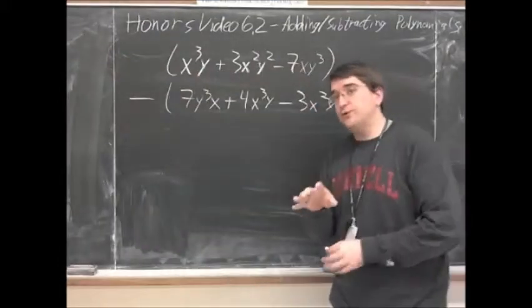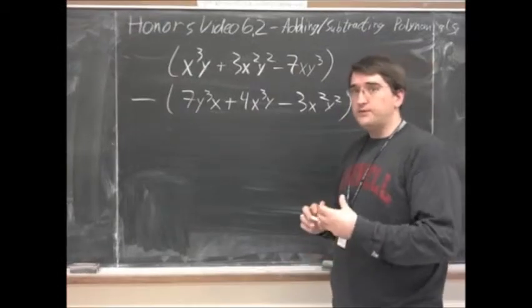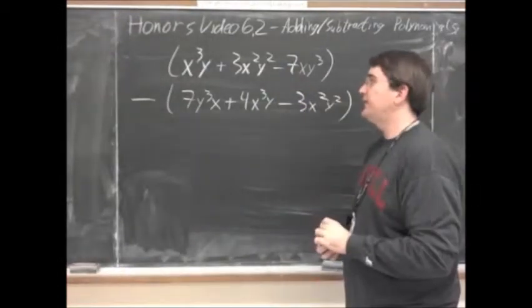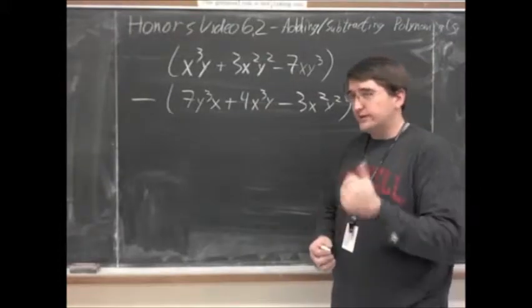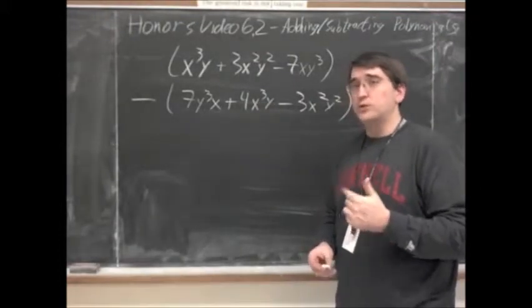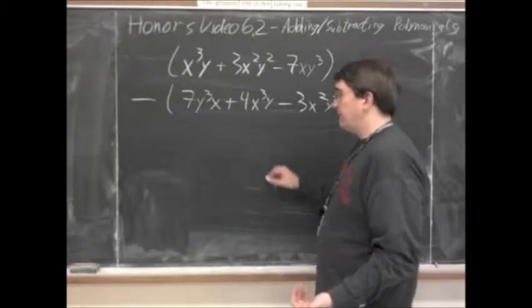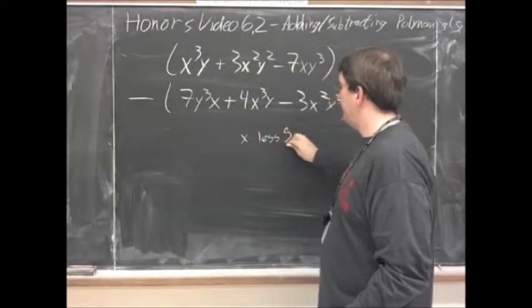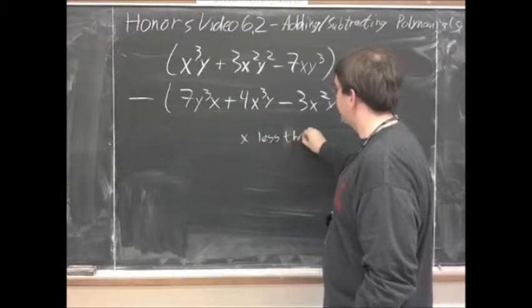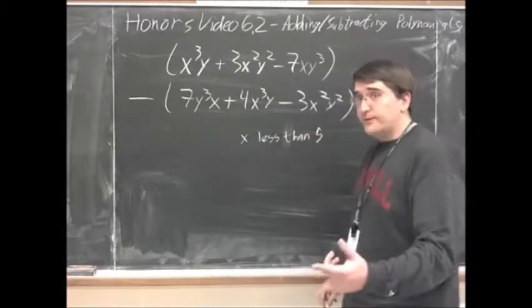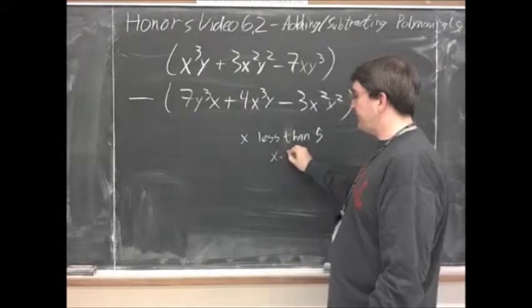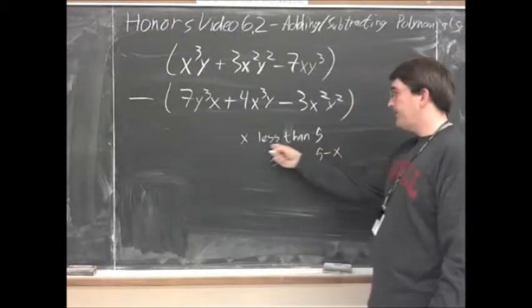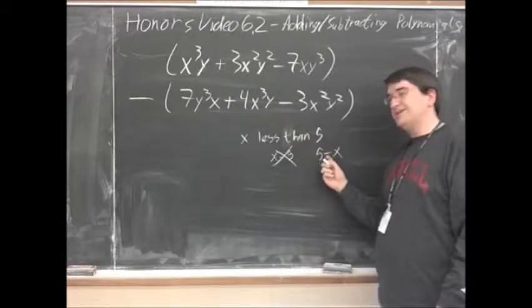Keep in mind also, when you're given the polynomials in kind of a verbal form as opposed to actually written out like this, pay attention to words like subtracted from or less than. Because remember, if you say something like x less than 5, remember that that doesn't mean x minus 5. No, it means 5 minus x. The less than means you need to switch the order.